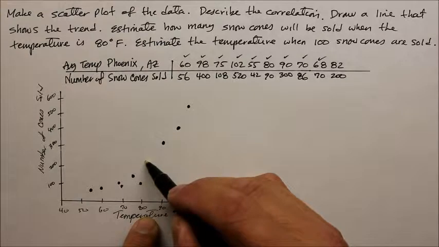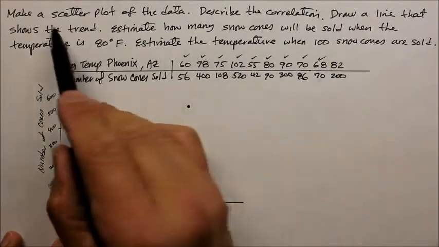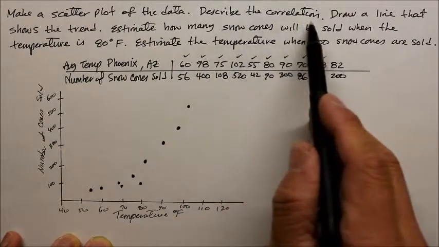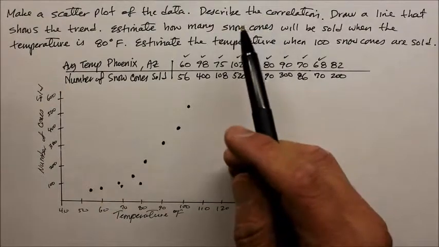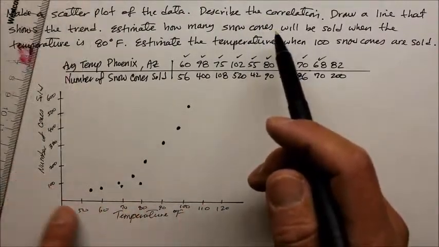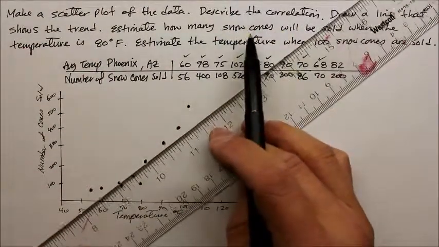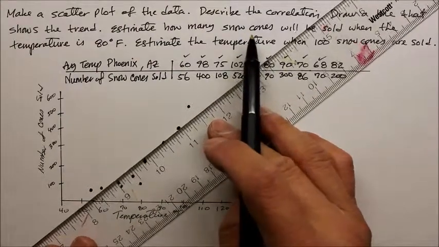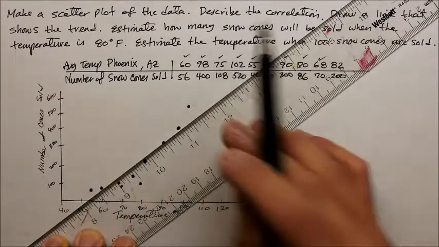So this data, the plots are not very accurate, but we here have scatter plots, a bunch of plots that are scattered. Since we made a scatter plot, we describe the correlation. To do that, let's draw a line that shows the trend. What is the trend? As the temperature goes up, what's happening to the sales of snow cones? So we're going to draw the best fit line, a line that goes somewhat through where most of the plots are plotted.